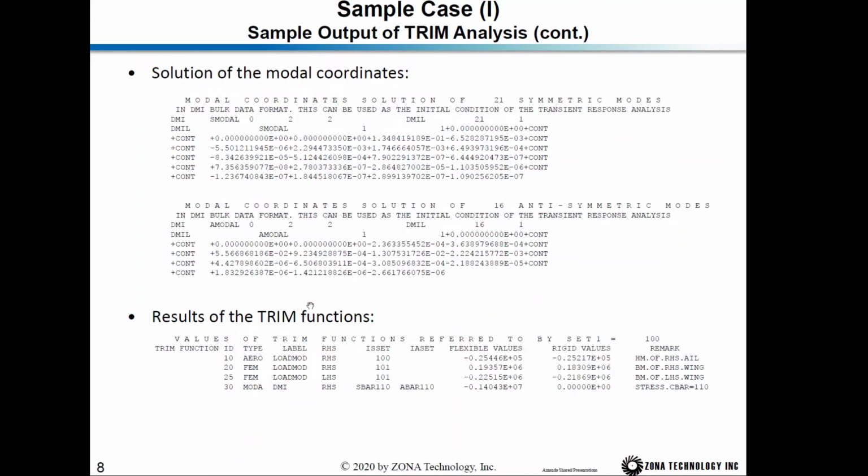At the end, you will print out the trim function, because we define 4 trim functions. This is the hinge moment of the right-hand side aileron, the bending moment of the right-hand side wing, the bending moment of the left-hand side wing, the stress at the CBAR 110. This is the rigid value. This is the flexible value.